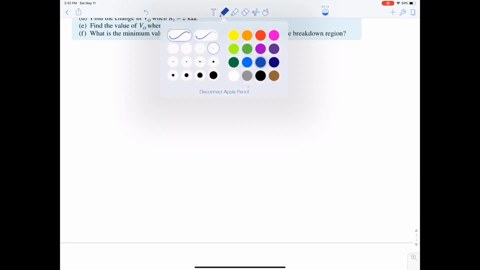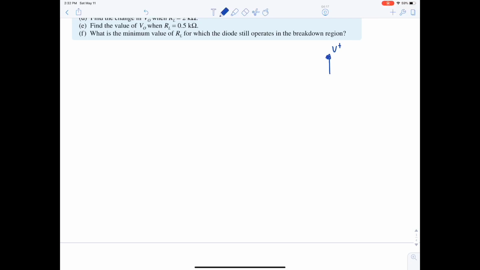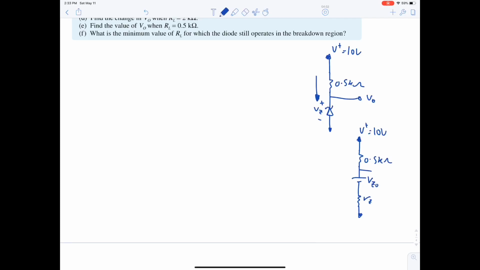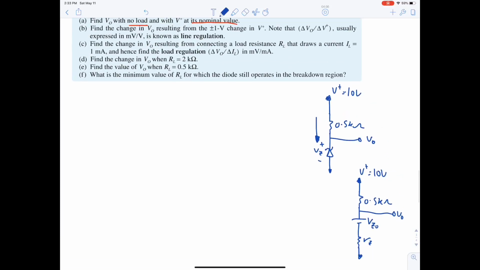Let's redraw the circuit. Here we have a V plus equal to 10 volt. Okay. This is our resistance. This is the Zener diode, and there's no load resistance. Okay. Now current will be flowing in this direction from the high potential to the low potential, hence the Zener will be on. Okay. And if it's on, we will replace it with a voltage source VZ0 and a resistance RZ. Okay. Now, we need to find V0.